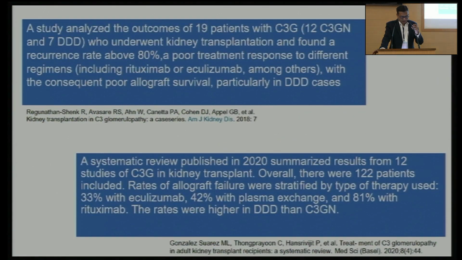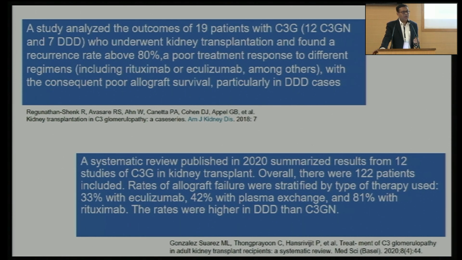And this is a summary of the data. This is a study from 2018, 19 participants with C3GN, 12 and 7, with an 80% recurrence rate and poor allograft survival. A systematic review in 2020 covered 12 studies and 122 patients. Allograft failure was 33% with eculizumab, 42% with plasma exchange, and 81% with rituximab.